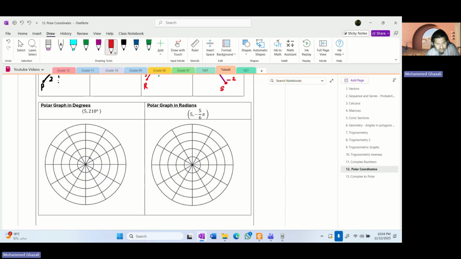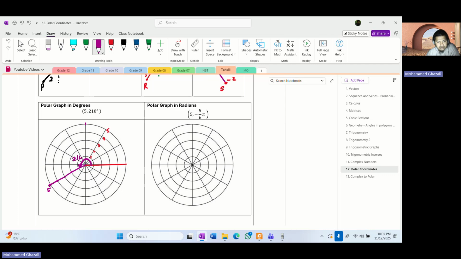Remember, this is radius 1, that's radius 2, that's radius 3, that's radius 4, and that's radius 5. So we want the point (5, 210°). My polar axis is right there, and I want 210 degrees. Each angle step is, see, that's 90. So that's 30, 60, 90, and so on. Because it's 5, it's going to be 1, 2, 3, 4, 5. So there's my angle, which is 210 degrees, and this is radius 5.